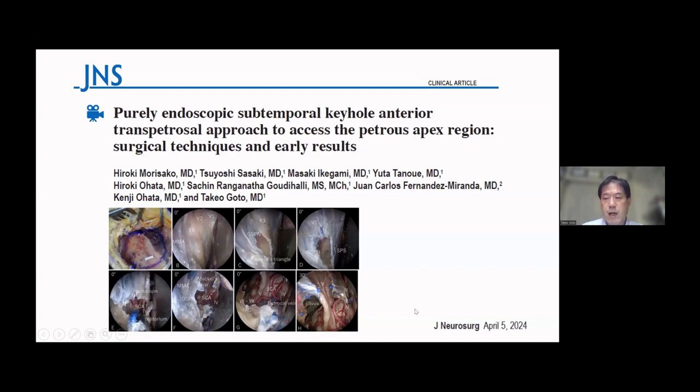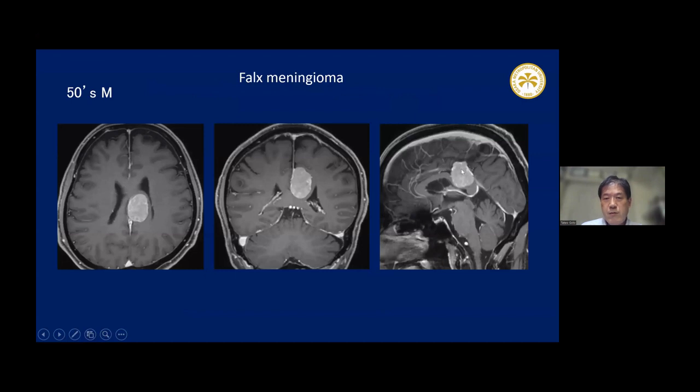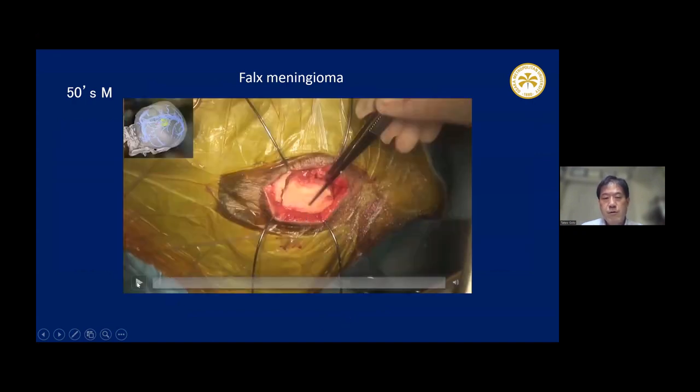Recently, I published this technique, including a video clip. If you have an interest in this technique, please check this paper. And finally, I present the endoscopic keyhole interhemispheric approach. This is a falx meningioma, but located around the middle third. In such a situation, the endoscopic keyhole contralateral approach is very useful.